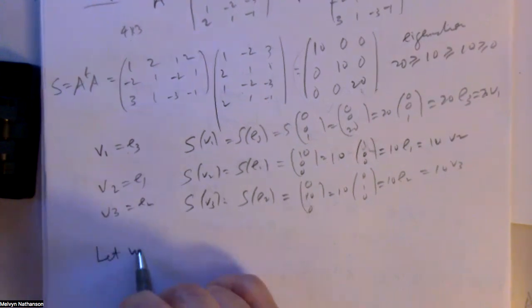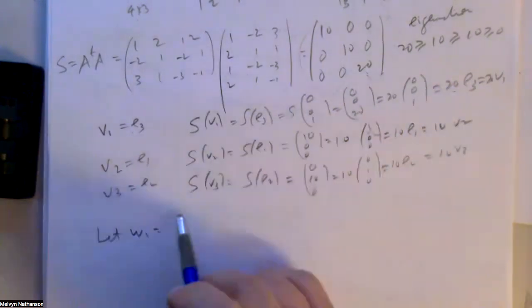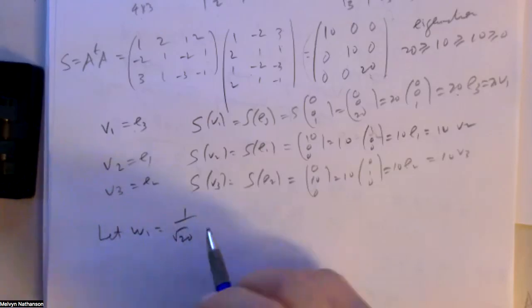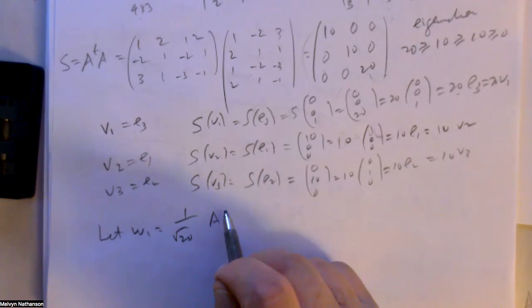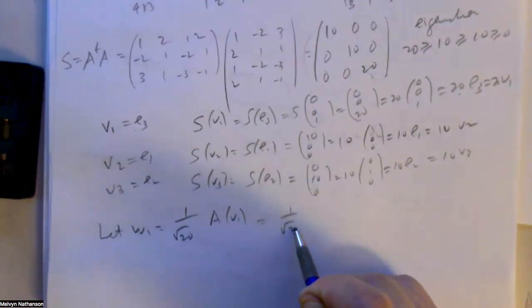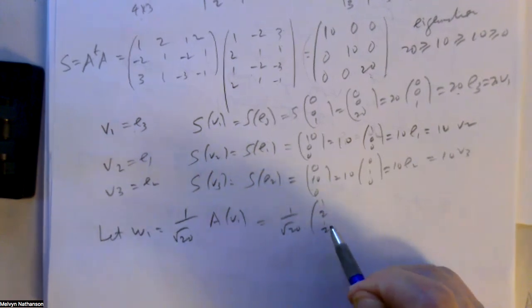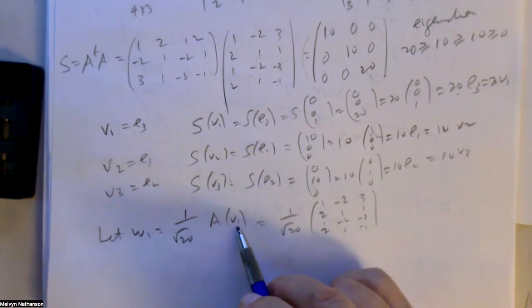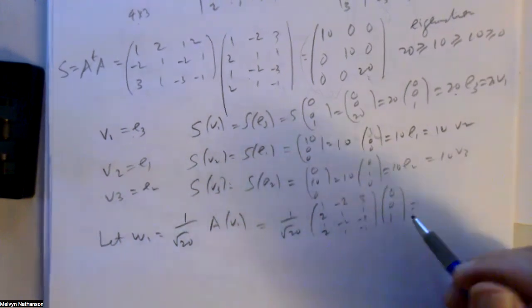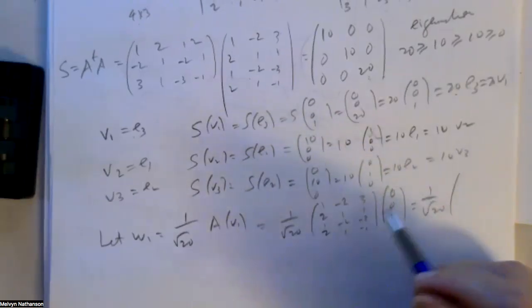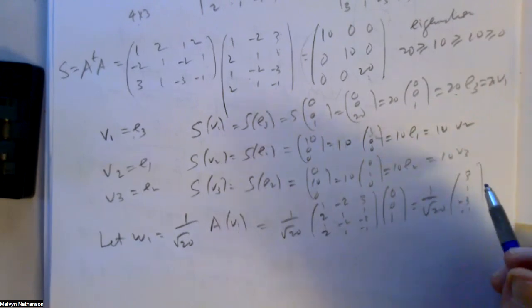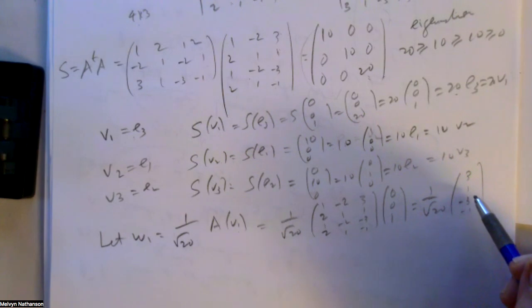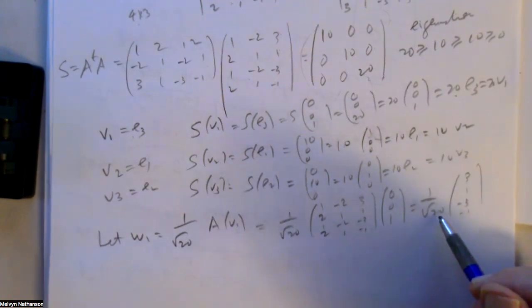I want to let W1 be 1 over the square root of 20 times A of V1. What is A of V1? Let me just write this out. 1 over the square root of 20 times A, which is 1, 2, 1, 2, minus 2, 1, minus 2, 1, 3, 1, minus 3, minus 1, applied to V1, which is E3, 0, 0, 1. So this is 1 over root 20 times 3, 1, minus 3, minus 1. The length of this vector is the square root of 20. So this is a unit vector.